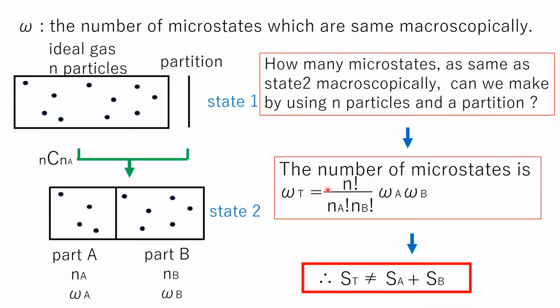In statistical physics, omega is the number of microstates which are the same macroscopically. Let's divide an ideal gas into part A and part B by a partition. How many microstates are the same as state 2? Macroscopically, can we make it? The answer is like this. Then, in statistical physics, entropy is not additive.